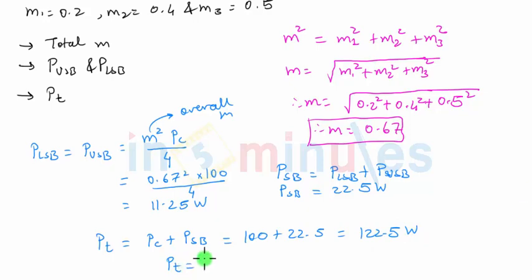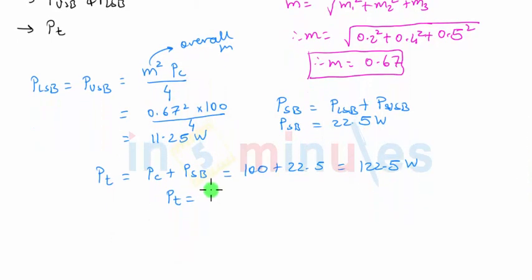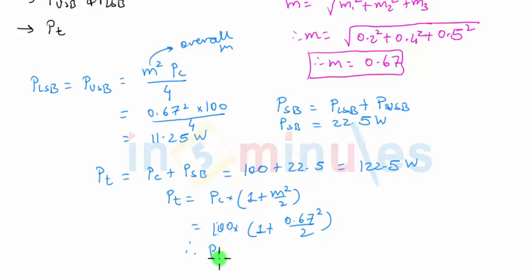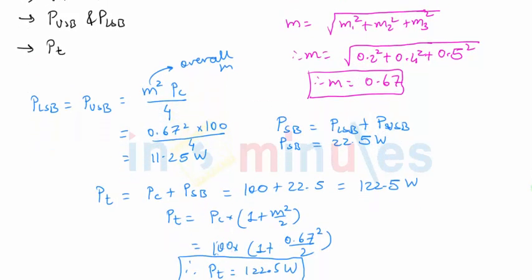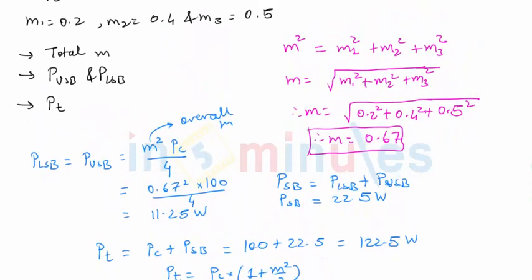Alternatively, we can also use the total power formula in the form of carrier power, which is PC into 1 plus M square by 2. And this will be nothing but PC into 1 plus, again, this M has to be the overall M, 0.67 square by 2. And the value of PC given as 100 watts. And therefore the total power, if you find by this formula, also comes out to be 122.5 watts. So that's all the three questions answered which we had in the given problem.